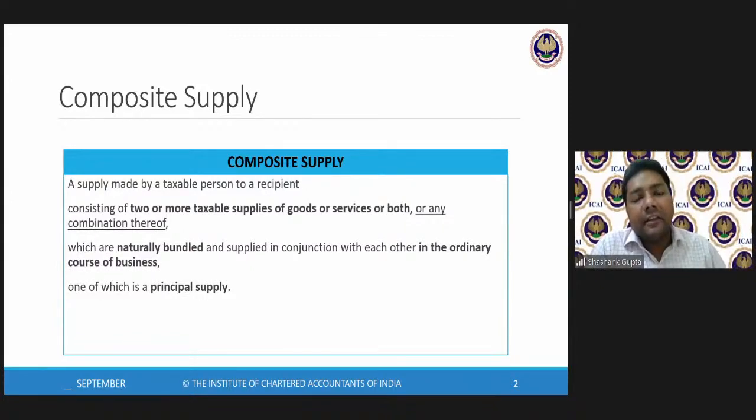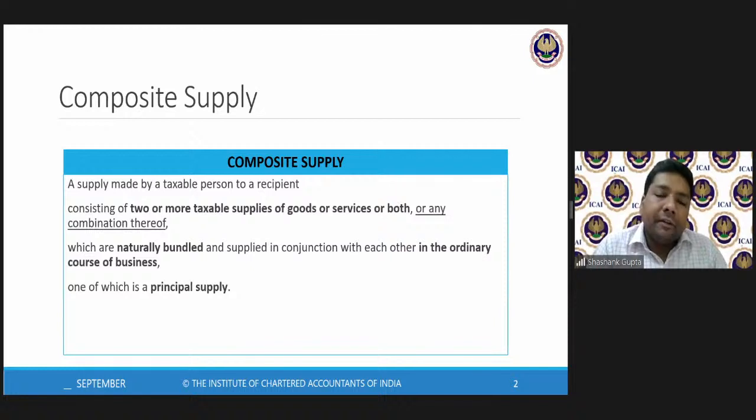Primarily, a supply should have four components. One is it has to be either goods or services or both. If for any reason it is neither goods nor services, that is covered under Schedule 3, it will not be treated as supply. Then there has to be a consideration. But there are certain exceptions captured in Schedule 1, wherein even if there is no consideration, still the transaction will be treated as supply.